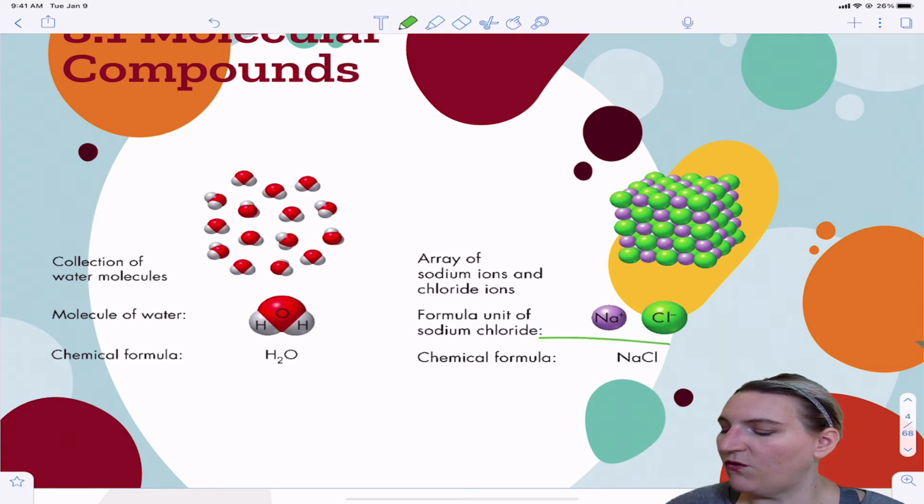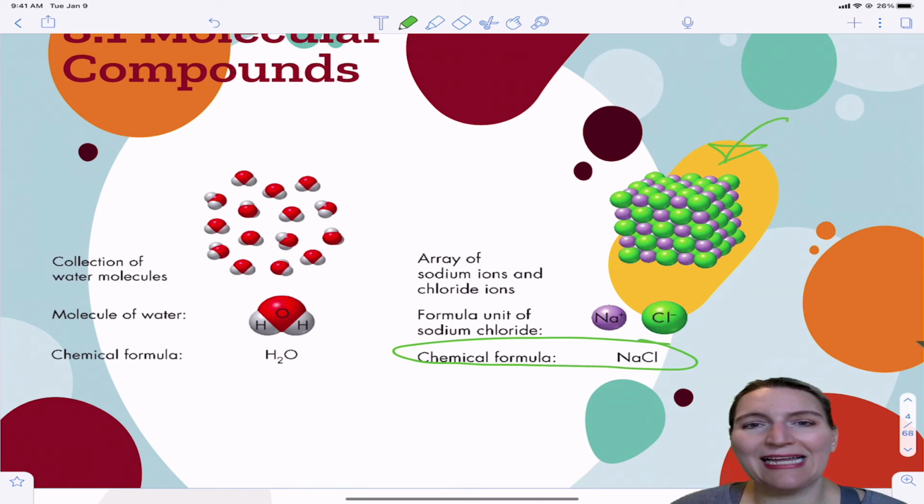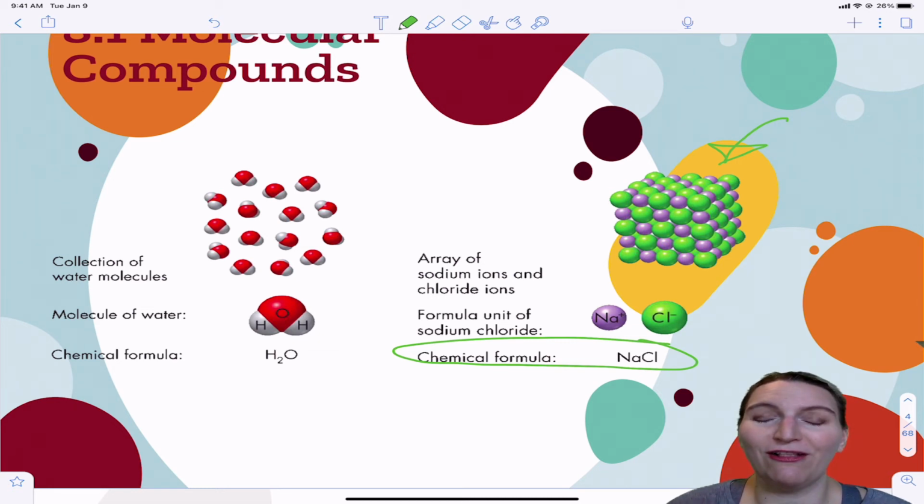So the chemical formula for that, we sometimes call it the formula unit, right? It's just the ratio of the positive to negative ions. Because we never want to say exactly how many negative and positive ions are in there, because every single one of those crystals in a shaker of salt probably has a different number of positive and negative ions, but the ratio is always 1-to-1.